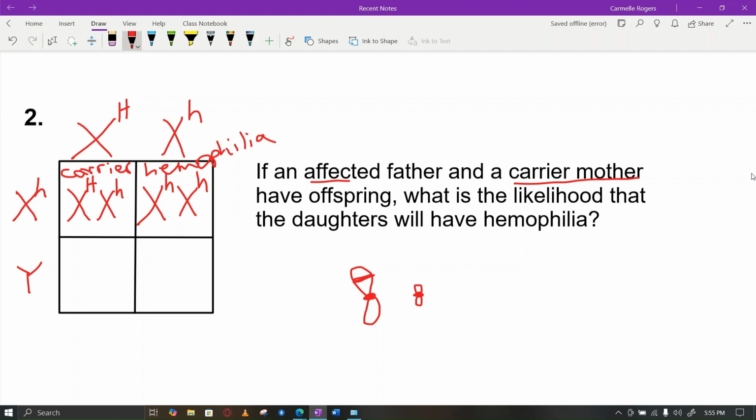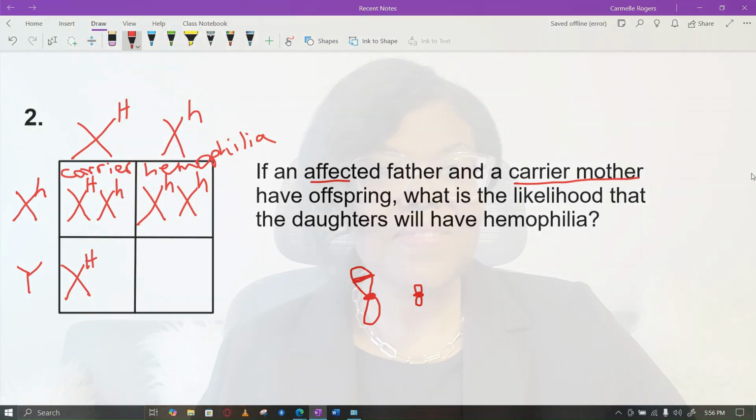Now let's do the bottom row. We get an X, capital H, or a normal allele from the mother.